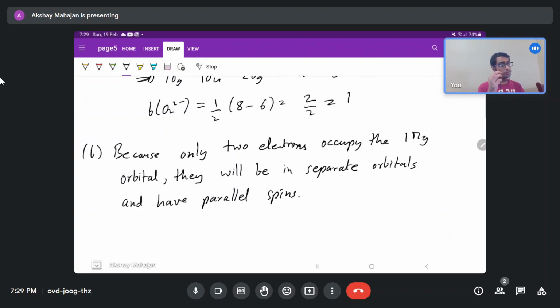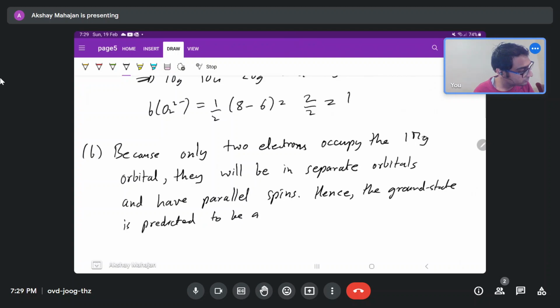Since only 2 electrons will occupy this last 1 pi g orbital, as I said, they will be in separate orbitals and have parallel spins. The ground state is predicted here, so it will be a triplet ground state.